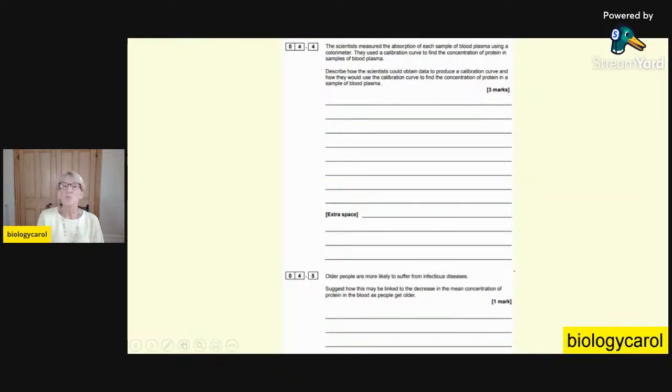The scientists measured the absorption of each sample of blood plasma using a colorimeter. They used the calibration curve to find the concentration of protein in samples of blood plasma. Describe how the scientists would obtain the data to produce a calibration curve and how they would use the calibration curve on an unknown sample of protein in plasma.